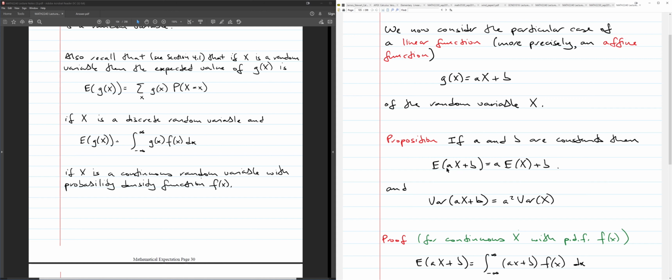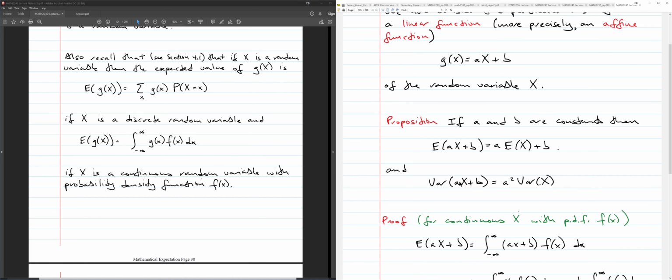Okay, so the first one is the expected value of aX plus b, when a and b are constants. So the expected value of aX plus b is equal to a times the expected value of x plus b. In other words, we can express the expected value of aX plus b just in terms of the expected value of x. So if we already know the expected value of x, then this is easy to work out. And likewise, we have the variance of aX plus b, and the variance of aX plus b is equal to a squared times the variance of x.